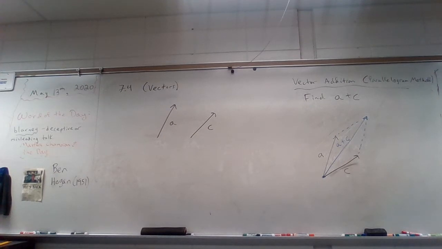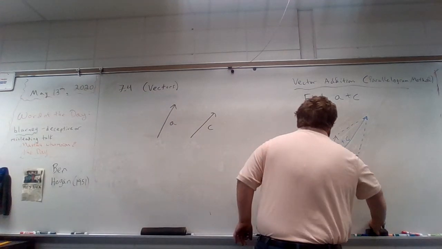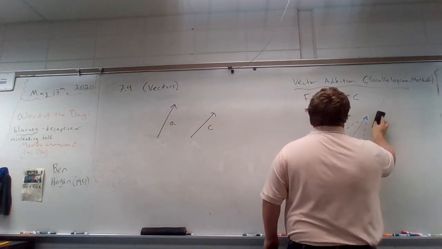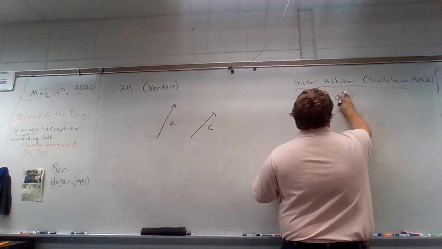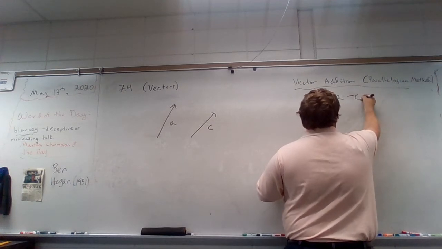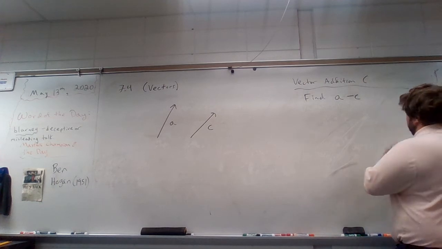Well, how could this get to be a little bit more difficult? Well, they could ask us to do something like A minus C. So let's do that. How would we do A minus C? And let's do that in two different ways as well. So let's do triangle method.